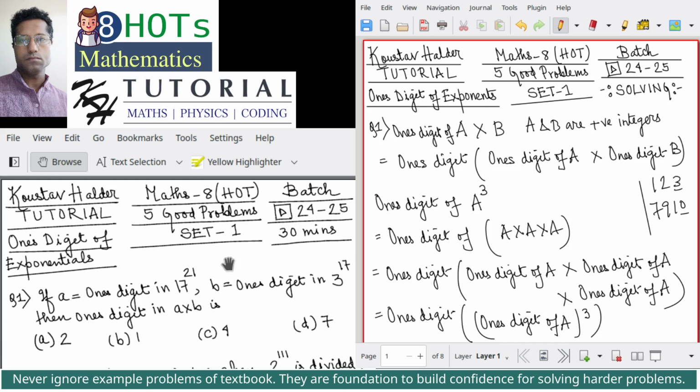I think these 5 problems are good enough to understand the concept of finding the ones digit of exponential numbers. But please do let me know if you need more problems on this concept of finding the ones digit, then I will definitely make more sets.